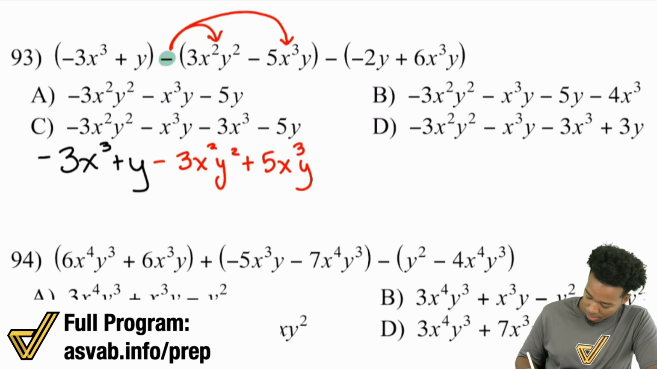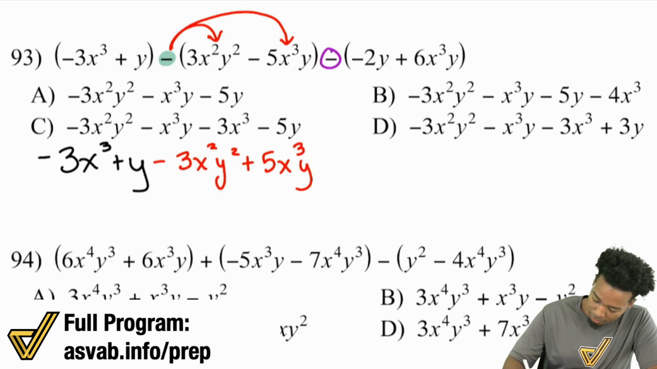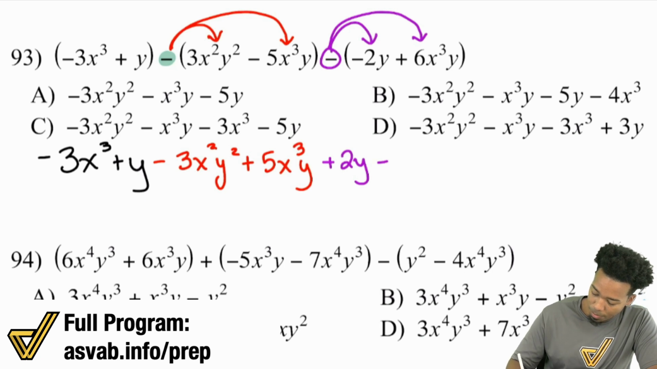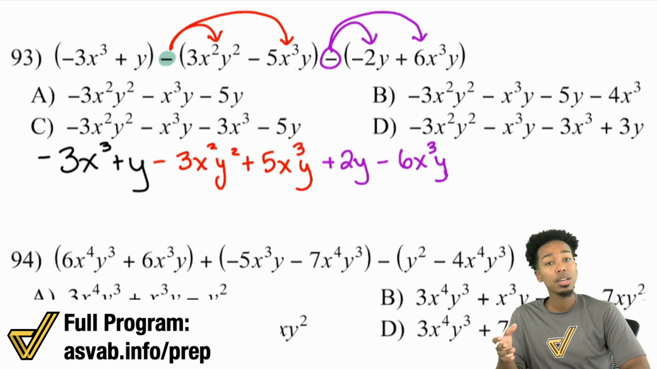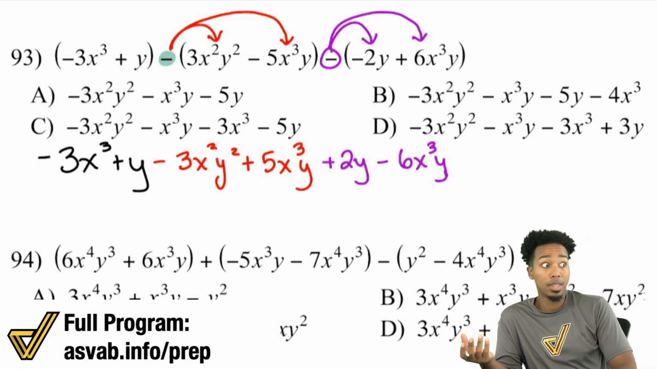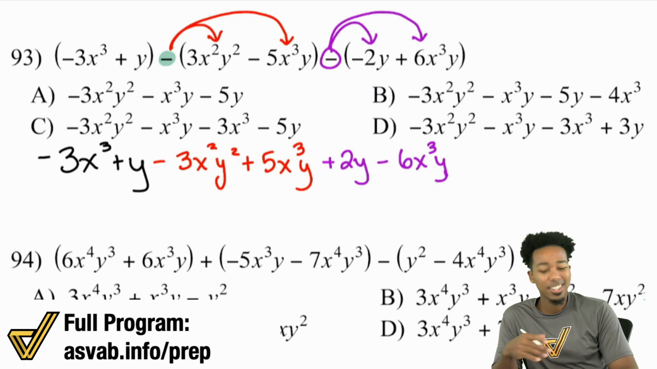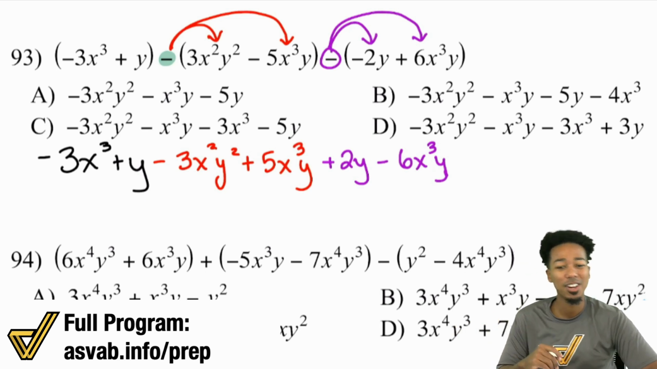Lastly, I see over here that we have another negative that we're going to be distributing. So negative times negative 2y is positive 2y, and then a negative times a positive over here will be negative 6x cubed y. So again, notice, it seems complicated until you take the first step. Then it's one step less complicated. Then another step after that, and another one after that, and we're all good. So here we go, my math party people.